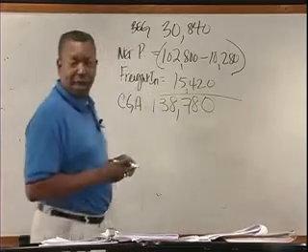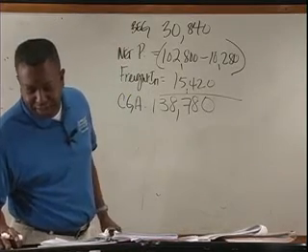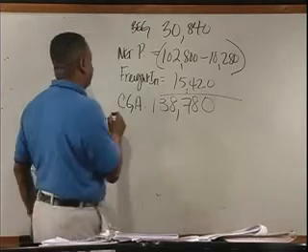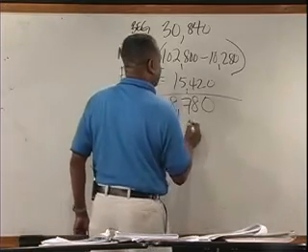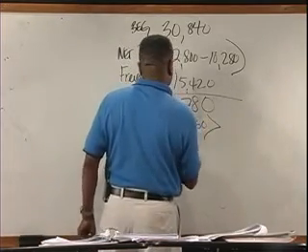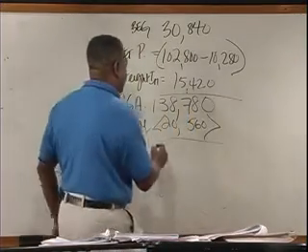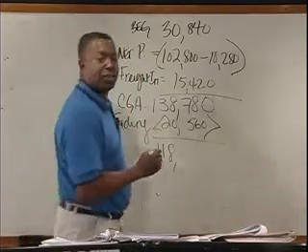138,780. Okay? Now, what do they tell us? They tell us that our ending inventory is 20,560. So that our cost of goods sold is going to be 118,220, which is B.